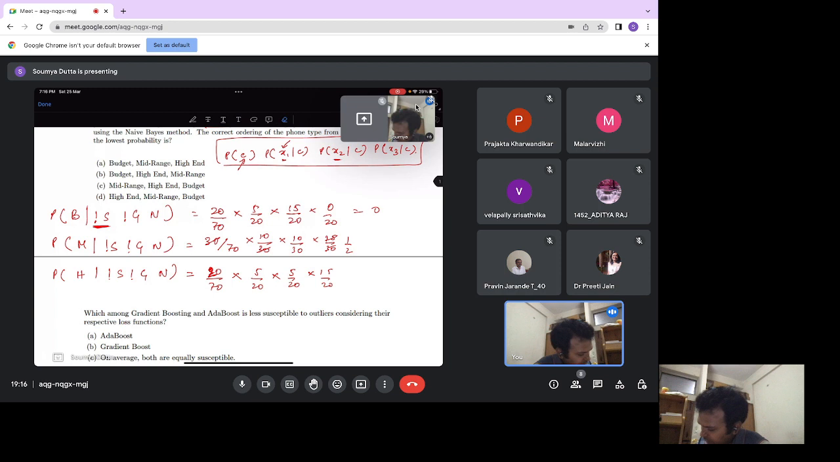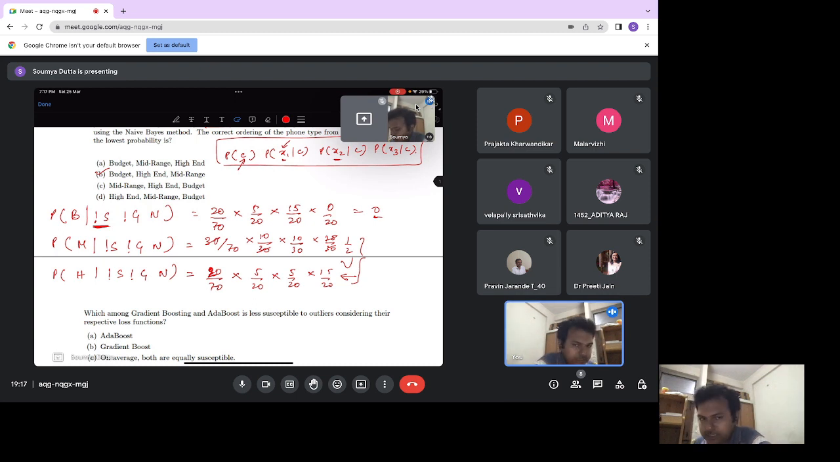So I guess it would be the correct ordering. I will not do the full calculation, but looking at this, I feel that budget should be lowest because it has 0. Then high end, because I feel that this one is less than the middle one. Therefore it would be budget, high end, and mid range. These calculations you can do and check for yourself, but I guess it would be option B.